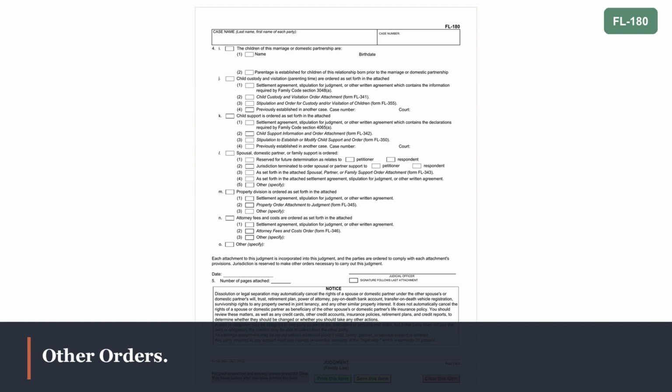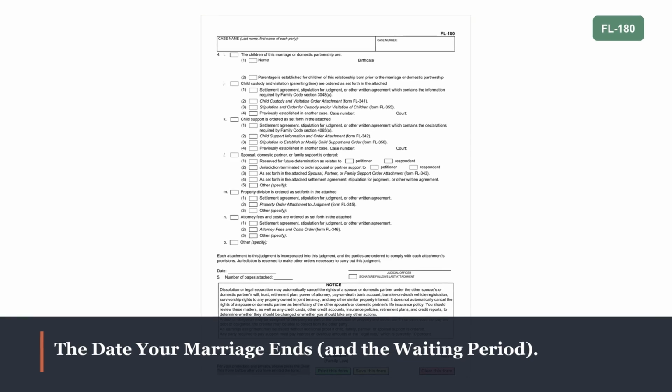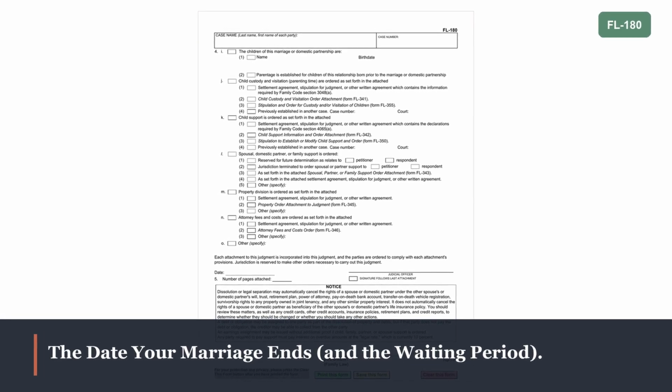Every term in FL-180 and its attachments has to match your underlying marital settlement agreement exactly. A judgment that conflicts with the signed agreement is a common reason courts reject a submission and send it back for correction. The date your marriage ends and the waiting period.